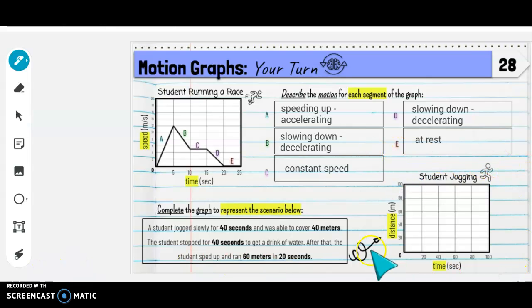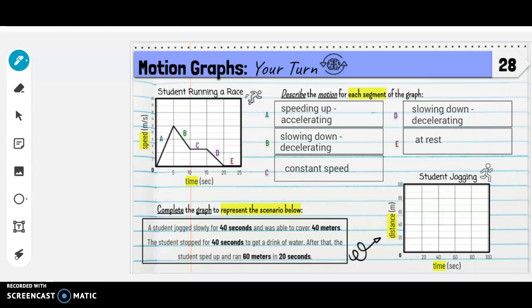On this bottom section, it says to complete the graph to represent the scenario below. In this graph, I see I'm going to be graphing information about a student jogging. Along the y-axis, I see distance measured in meters and time measured in seconds. So I know the line I'm creating is showing how the distance is changing while the student is jogging. The first piece of information it gives me says a student jogged slowly for 40 seconds and was able to cover 40 meters. So the time here is 40 seconds.